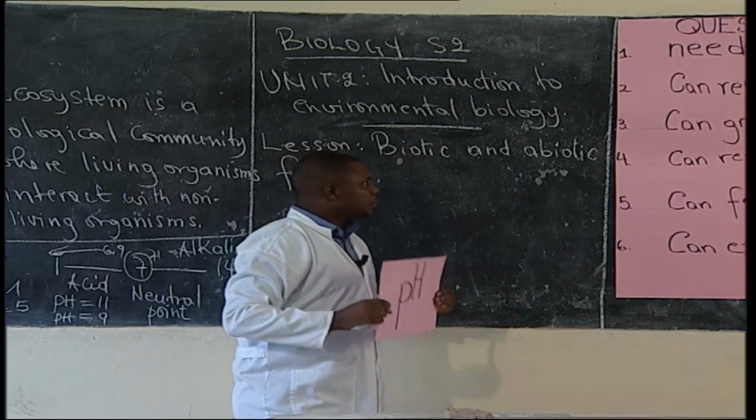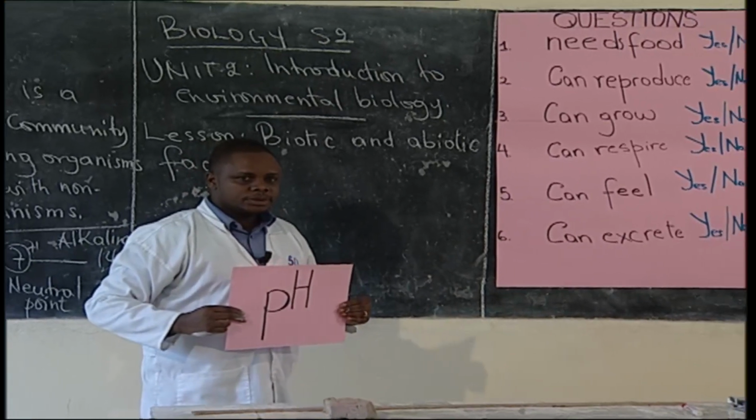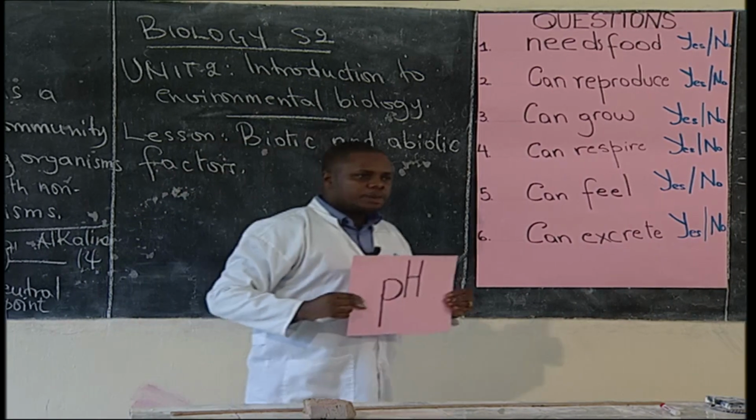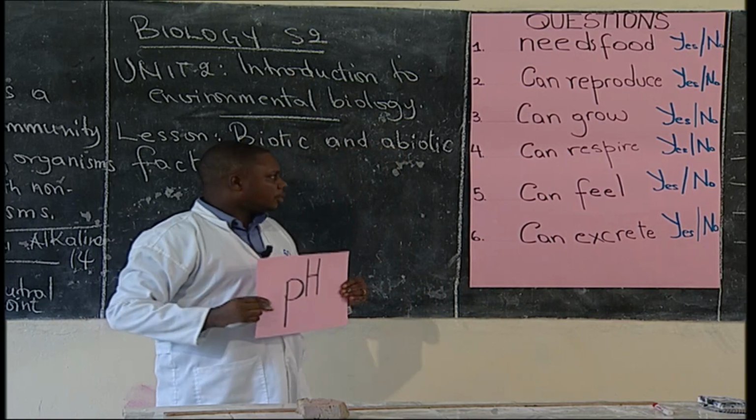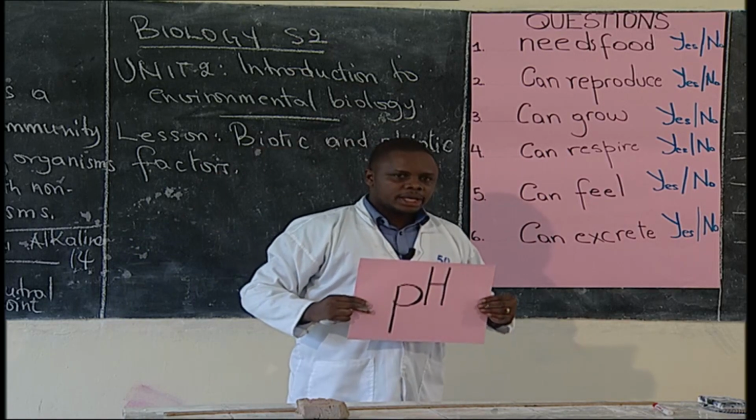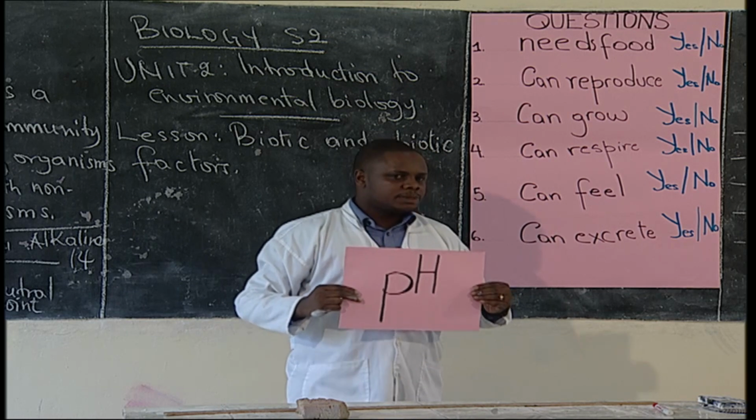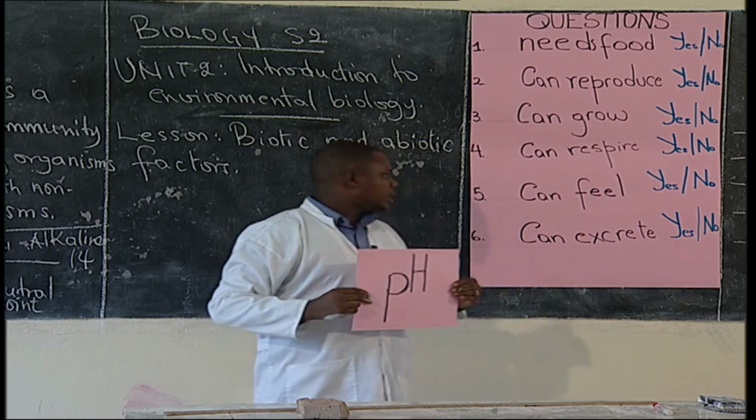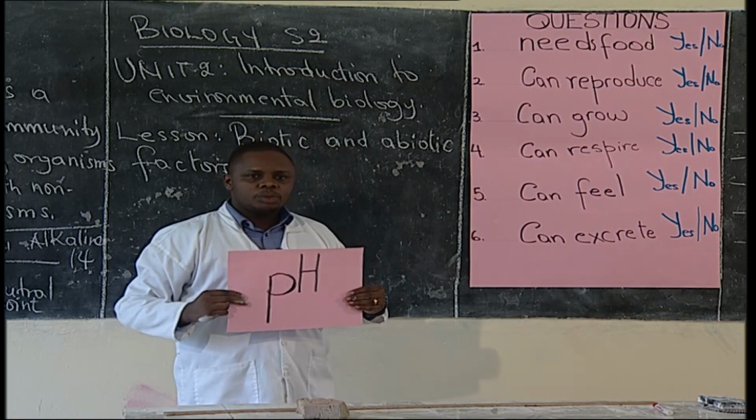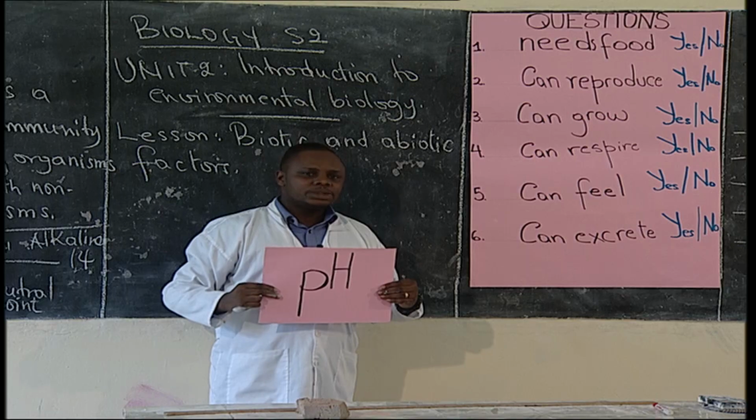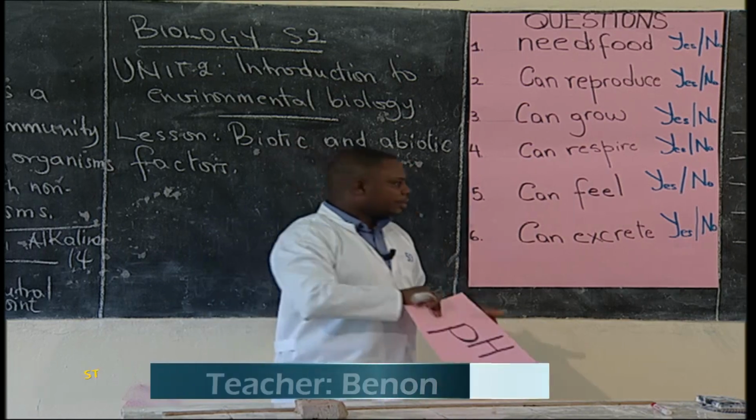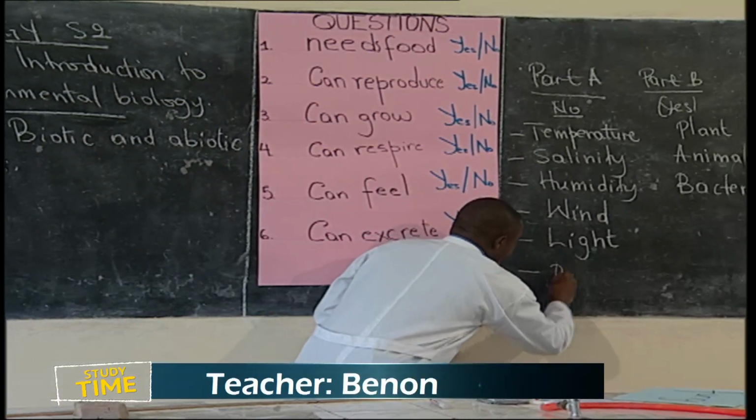Can potential of hydrogen need food? No. Does it reproduce? No. Can it grow? No. Can it respire? Does it need energy, potential of hydrogen? No. Does it feel the environment, whether hot or cold? No. Can it eliminate waste products? No. Which means we put pH here.